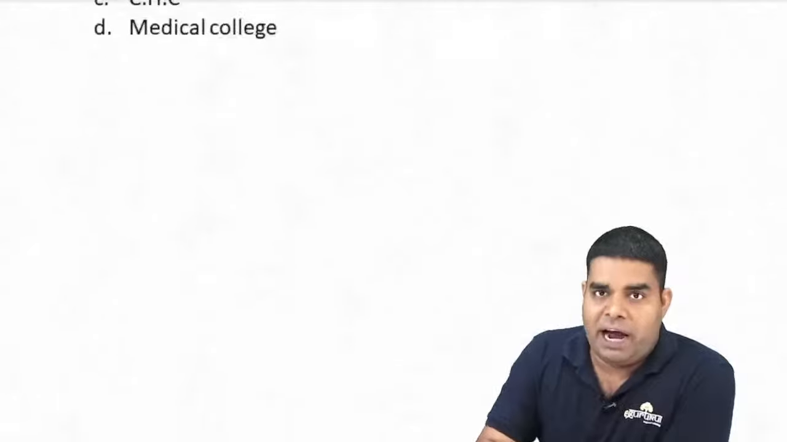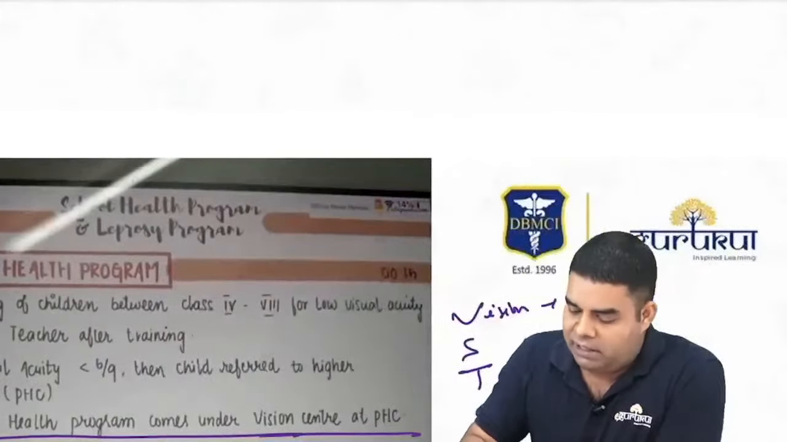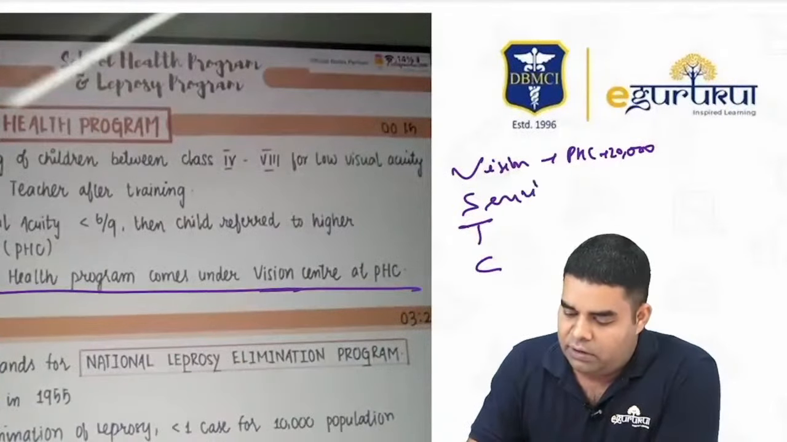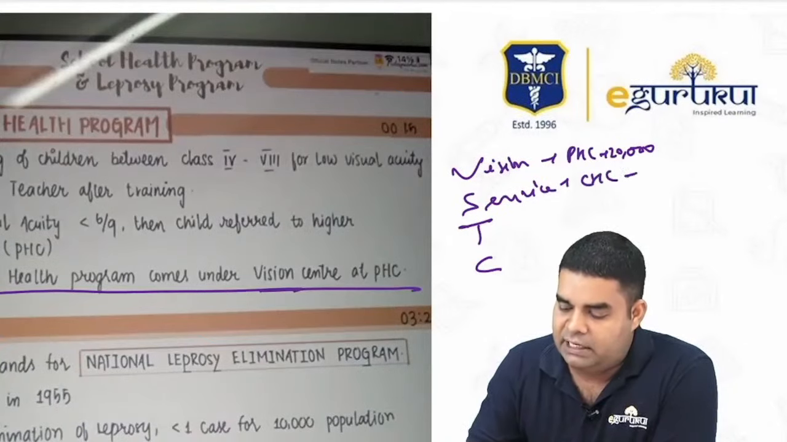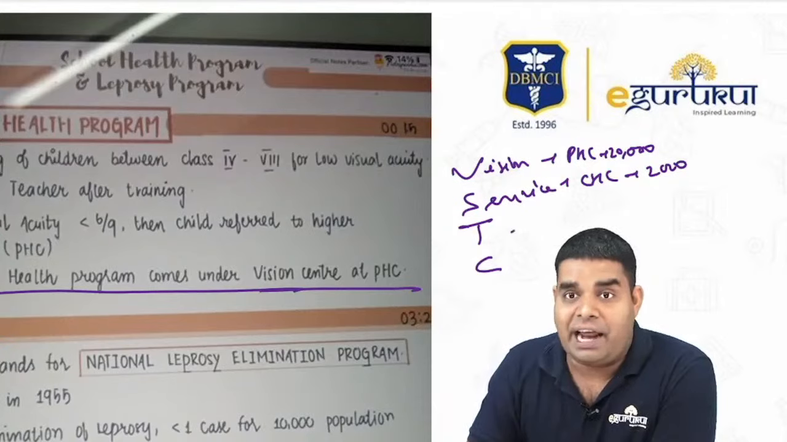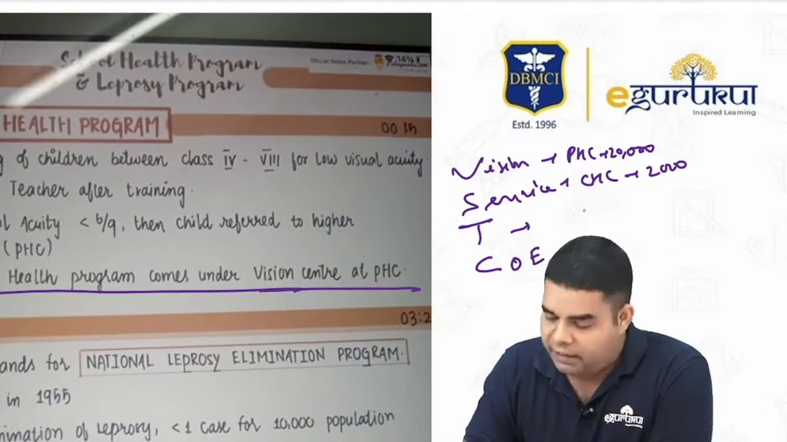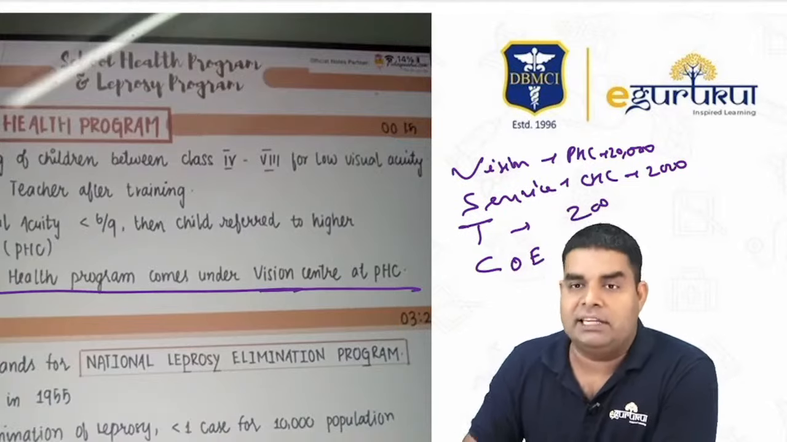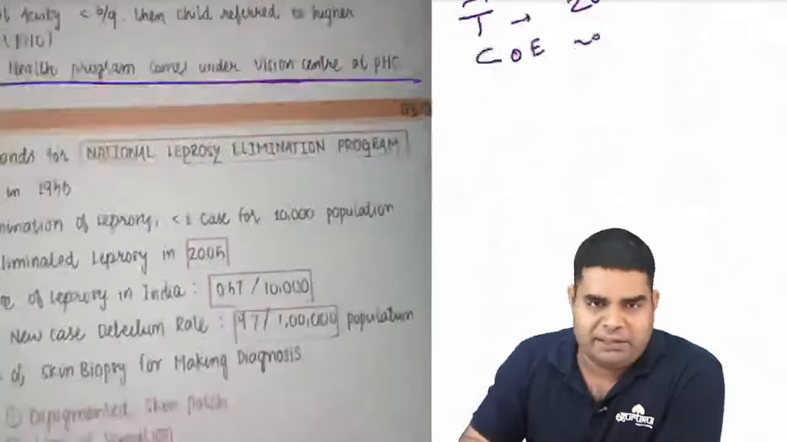Okay, after vision center we have the service center, which is present at CHC and which has 2,000 expected number. Then we have training center at medical college and center of excellence also at medical college. Training center will be 200 and center of excellence will be 110 less.